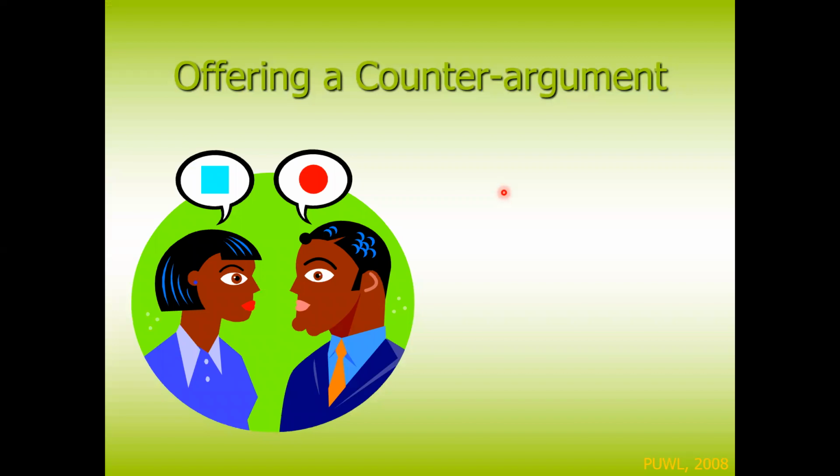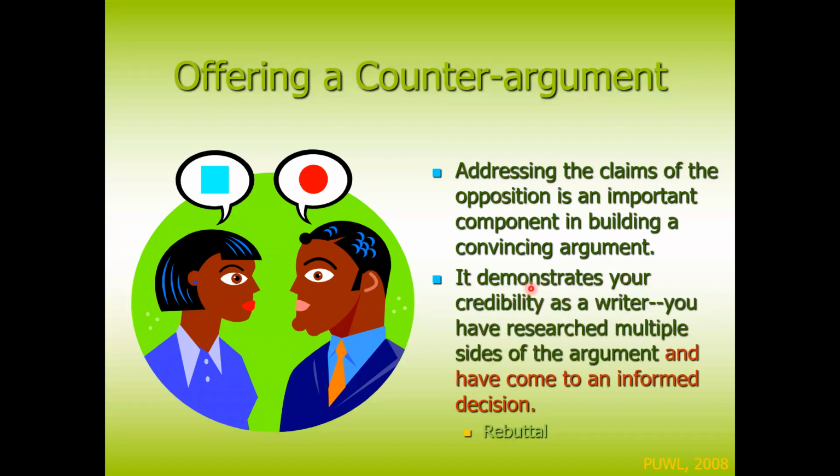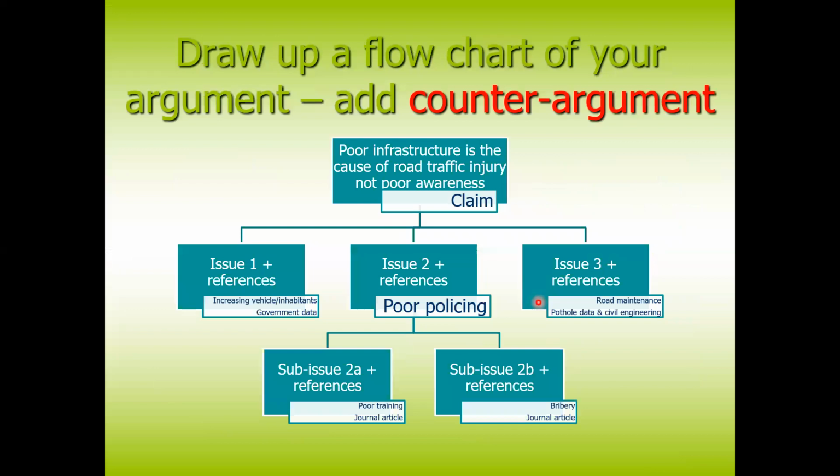I've spoken about counter-argument, and I've said that you have to address the claims of the opposition to build a convincing argument. Because if you have researched the multiple sides of the argument, it indicates that you have come to an informed decision, you are credible, and you've been rigorous. So here we come back to my flow chart of my argument, and I have to add counter argument.